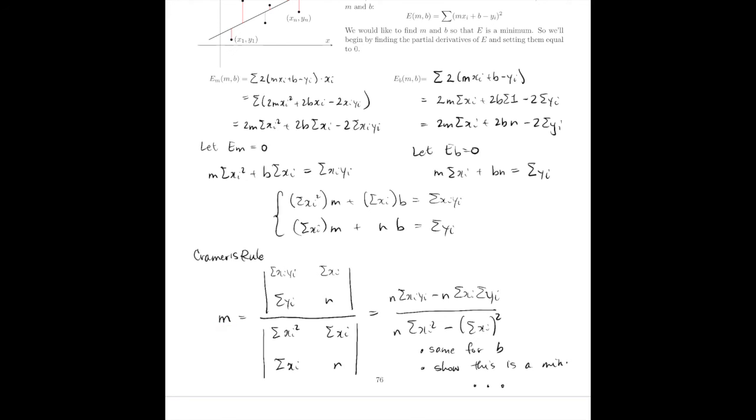And it should be said that multivariable calculus is not the only way of finding the equation for the line of best fit. Linear algebra also provides a technique for doing this.